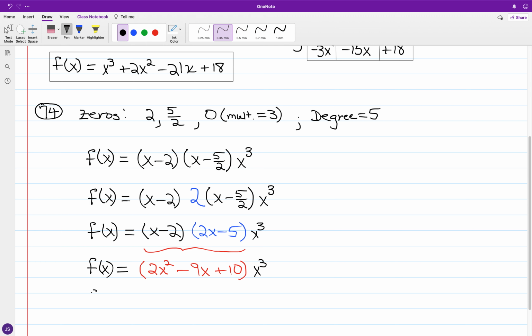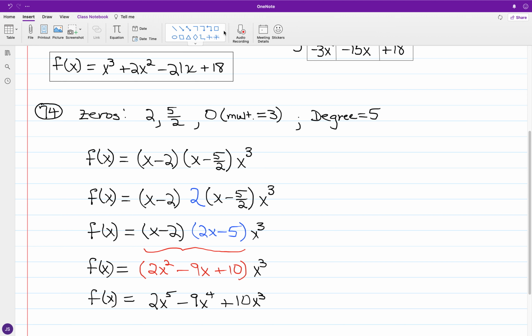So one possible 5th order polynomial that, if you were to set equal to 0, would have these zeros, including 0 with a multiplicity of 3, we would have 2x to the 5th minus 9x to the 4th plus 10 times x to the 3rd. This is one possible answer.